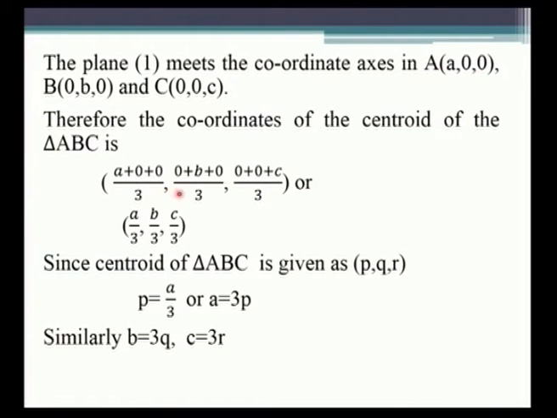In this, the general formula to find the centroid of a triangle is used. Simplification of this formula gives a/3, b/3, c/3. So, a/3, b/3, c/3 is the coordinate of the centroid of the triangle. Already we have assumed that the centroid of the triangle is given as (p, q, r). This is also the centroid of the triangle.